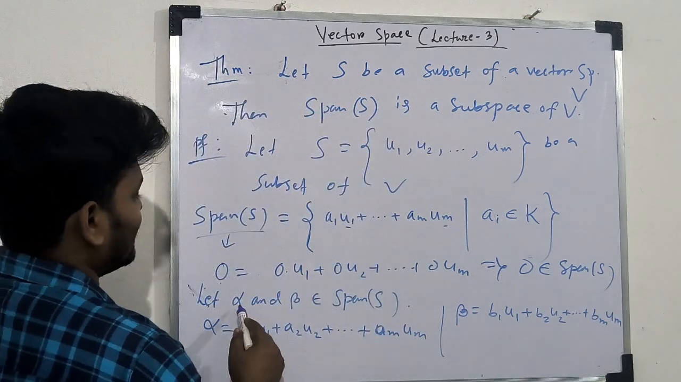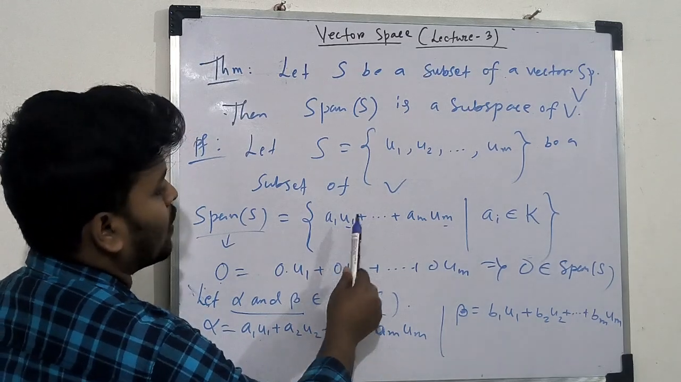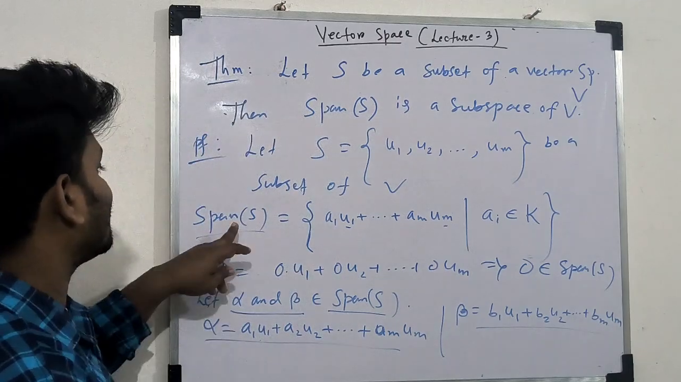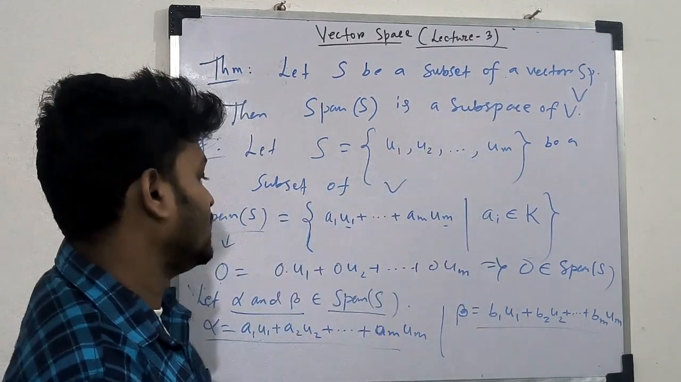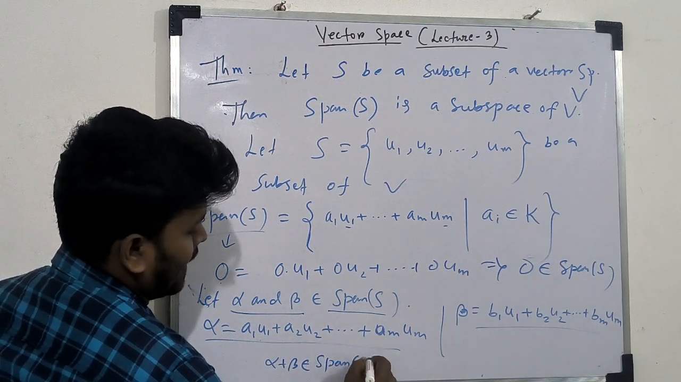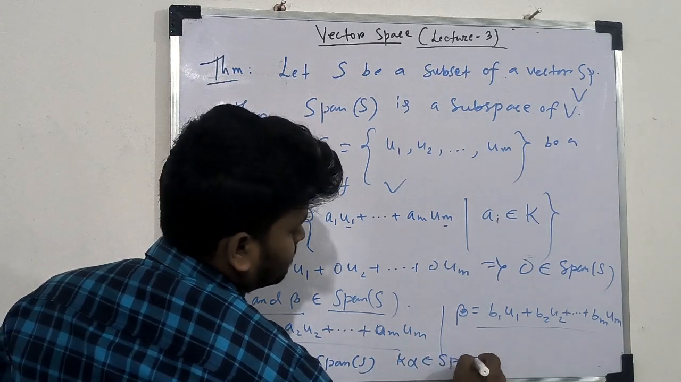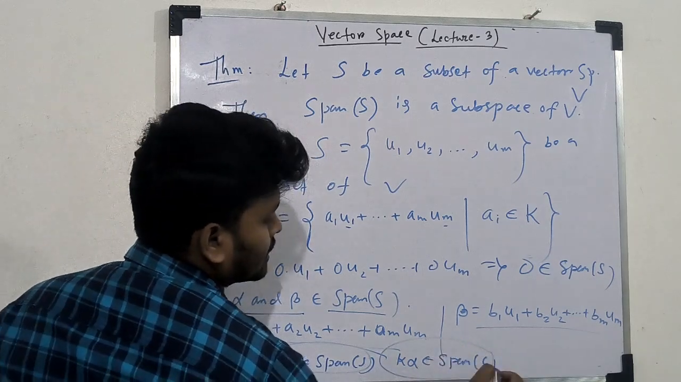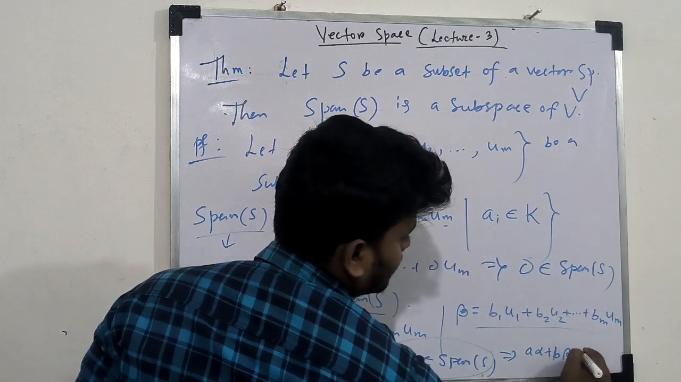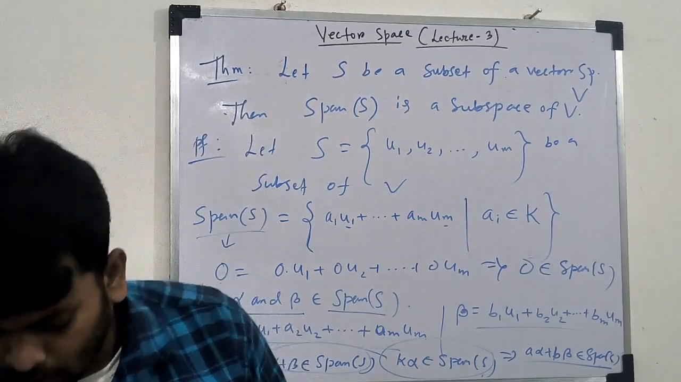Okay. So as these belong to span S, alpha and beta can be written as linear combinations of the vectors u1, u2, ..., um. So to show this span S is a vector subspace of V, we have to show alpha plus beta belongs to this span S, and also for any scalar k, k alpha belongs to this span S. Or in general, combining these two, we can prove a alpha plus b beta belongs to span S. So now we show this.